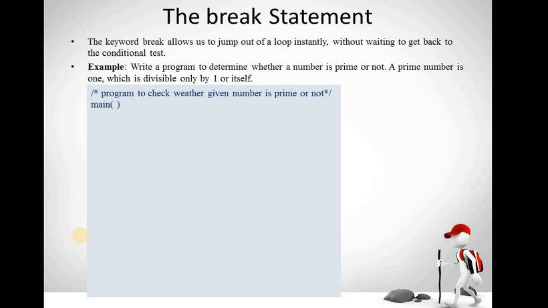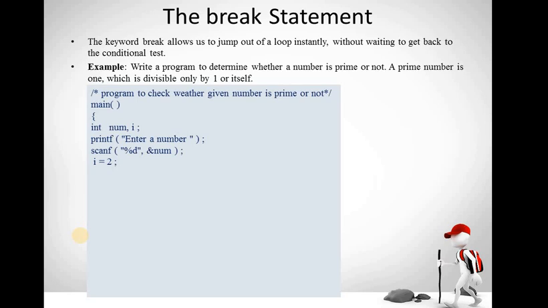A comment to check whether the given number is prime or not. Then our main function. I have declared 2 integer variables, that is num and i. Printf, enter a number. Over here we are just checking whether this number is prime or not, so obviously I have to ask the user for a number, and we save this number in the num variable. Now there is i equals 2, that is the initial condition.